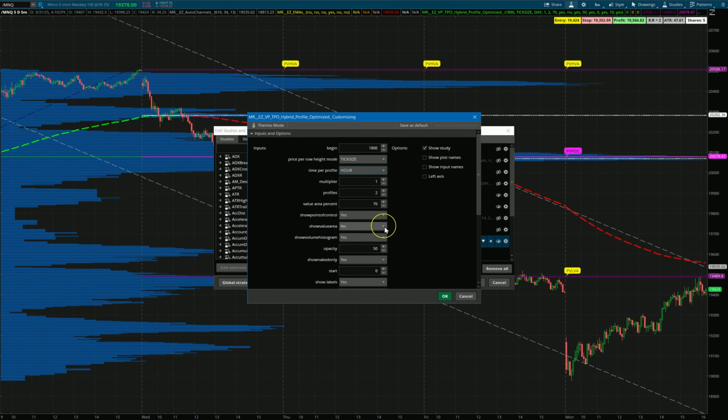I'm going to step down to hour for a minute. Just see if we're going to show the point of control. We don't want to show the value area. Then we want to show the volume histogram. It says show naked only. We'll go with that for the moment just to see what we get.